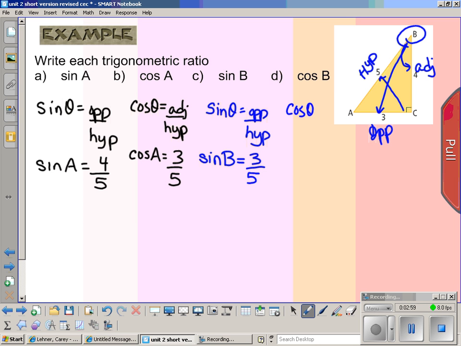Cos of an angle is adjacent side over hypotenuse. So the cos of angle B, adjacent to angle B was the side with measure 4, and the hypotenuse was the side with measure 5. So we have labeled those four trig ratios.